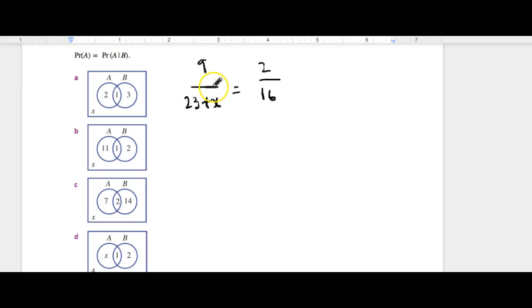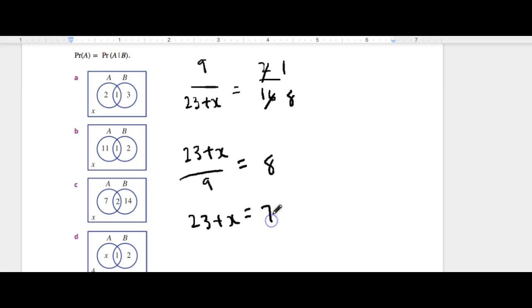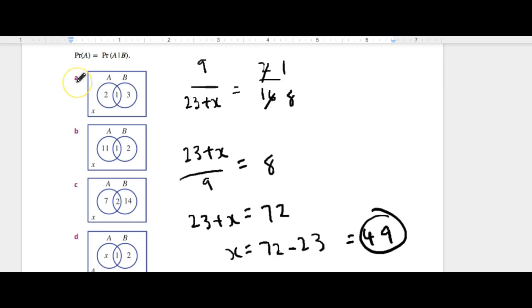Now, before I was saying you could flip your fraction if you like, or you can simplify this to 1/8 if you like. So I'm going to do that in one go. So 23 plus X over 9, and I'm going to simplify this to 1/8. When I flip that, it's going to become 8. So 23 plus X, now multiply 9 and 8, 72. So X is equal to 72 minus 23, 49. But if you've got your calculator, you can just use solve on your calculator.